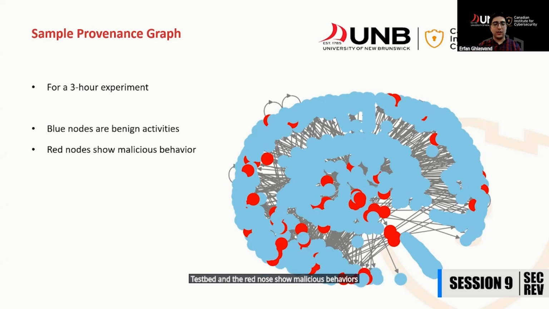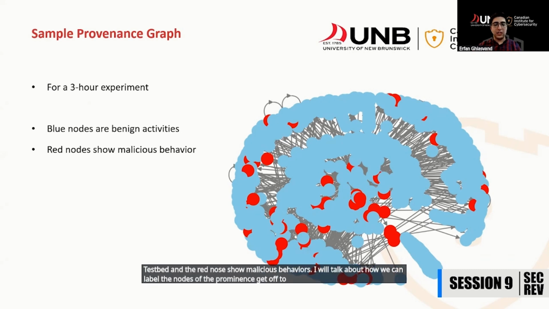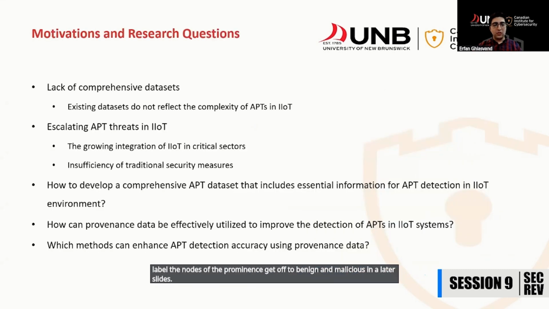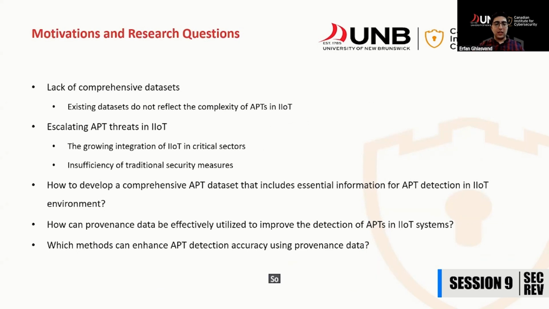I will talk about how we can label the nodes of the provenance graph as benign and malicious in later slides. So here are the motivations that we have for this research, and also the research questions that we try to answer.